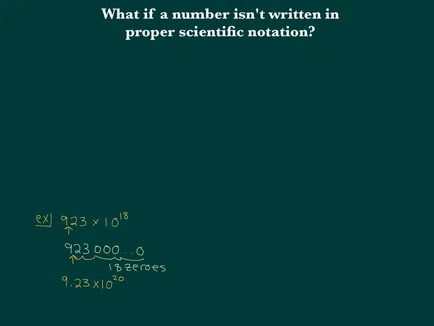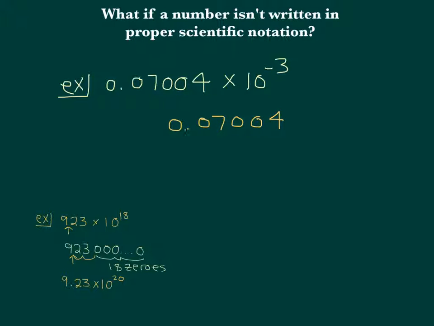So let's look at another example. This example is going to be 0.07004 times 10 to the negative third. So let's think about, first of all, what this would look like in standard form. Well, we have 0.07004, but then we need to move the decimal place to the left 3 times, which actually gives us this number, 0.0000704.